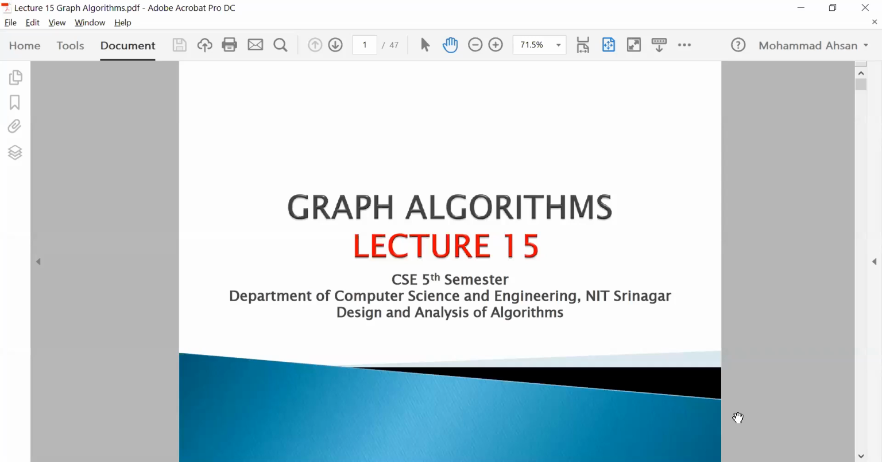Okay, so last class we discussed depth first search. We still have to do breadth first search, but before we move ahead, we will discuss something related to depth first search.